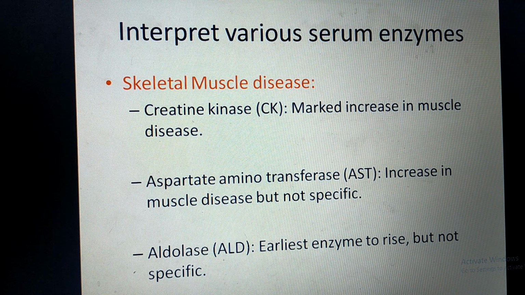The enzymes studied in skeletal muscle diseases are creatine kinase, aspartate amino transferase and aldolase. Creatine kinase level increases in muscle disease. Aspartate levels also increase in muscle disease but not specific. Aldolase, though it is the earliest marker or early to rise in skeletal muscle disease, is not specific.